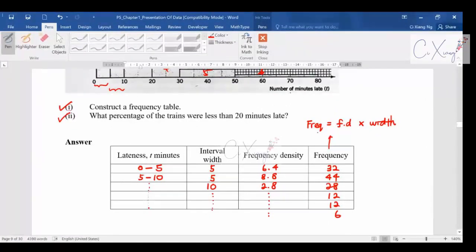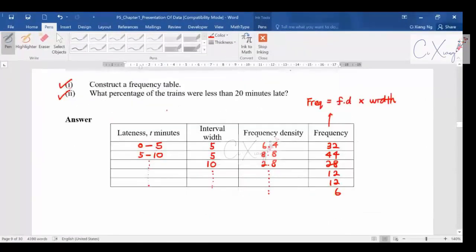After you construct the frequency table, you answer the question. What do they want? What is the percentage of the trains that were less than 20 minutes late? They are talking about lateness, so less than 20 minutes late will include these frequencies. This is less than 20 minutes, this is also less than 20 minutes, and this is also less than 20 minutes.